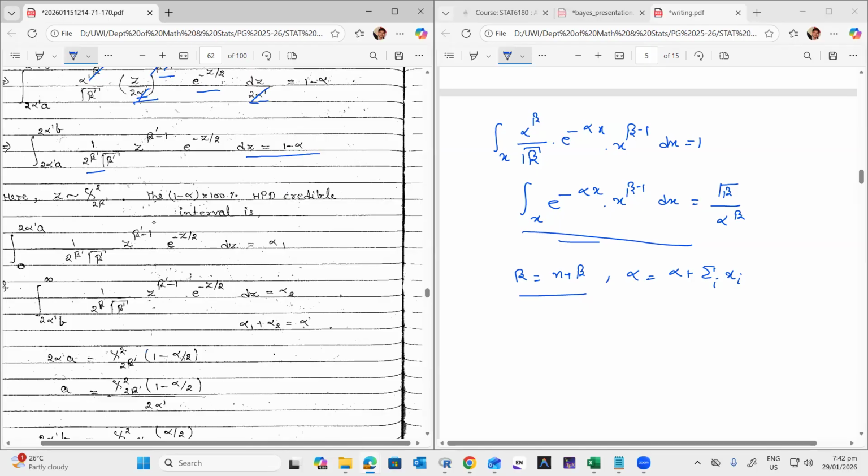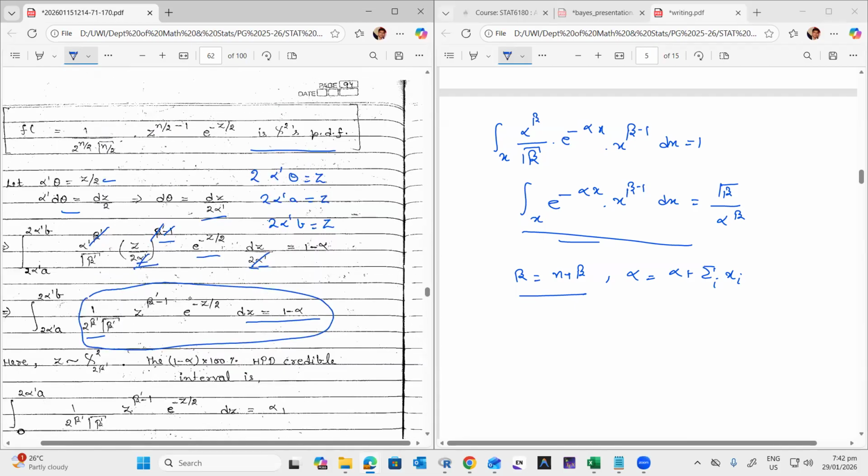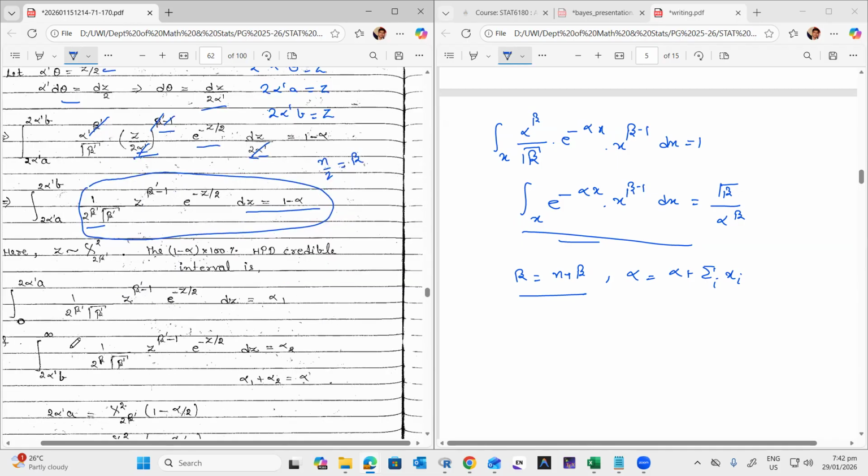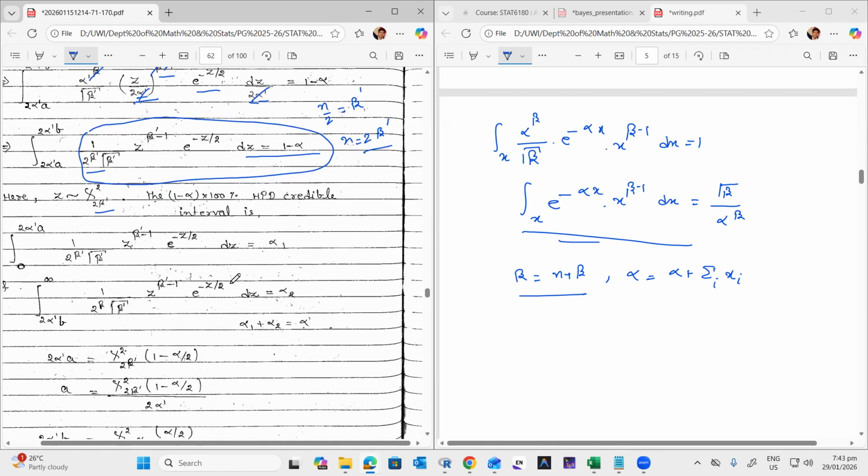So now if we just see this one, this is your chi-square density from here, right? Instead of n by 2, you have the beta. So your n by 2 is equal to your beta here. So now your z follows chi-square distribution with 2 beta dash degrees of freedom, right? So n equals 2 beta dash. So the degree of freedom is now 2 beta dash, for the HPD credible interval. Okay.